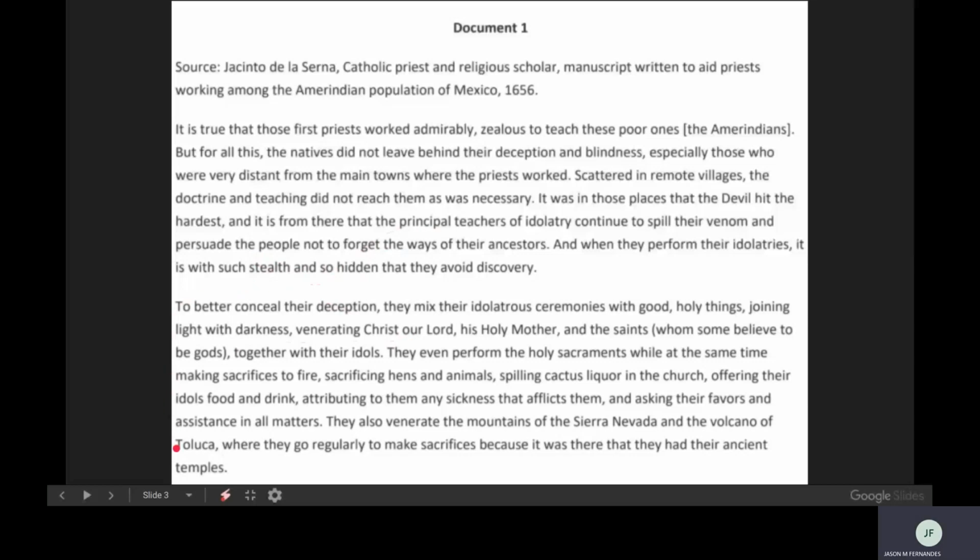So far, we can make two arguments: the continuity of belief systems, right, from pre-Spanish times, and then the syncretism that's occurring with the arrival of Christianity. So as we go through, let's see if we can build off of these two arguments, if we can add documents that will help us make those two arguments.